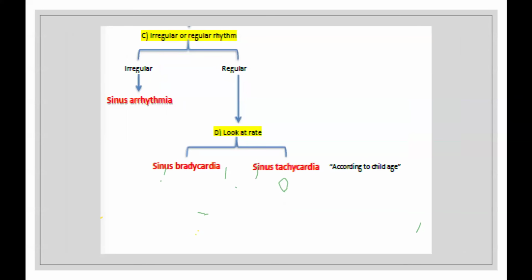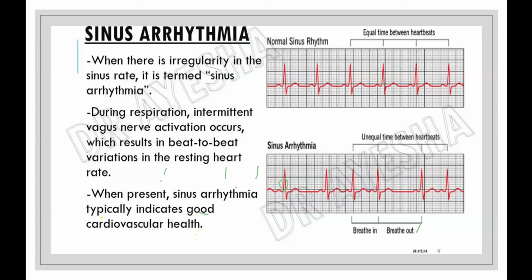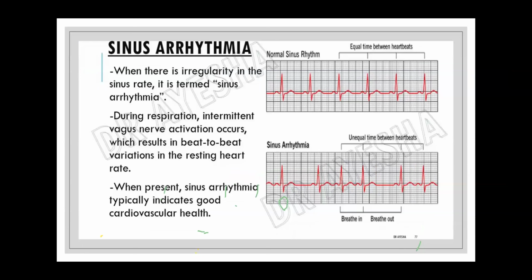Okay, so now we look at what is sinus arrhythmia. In this ECG, you can see the distance between these two R waves and the distance between these two. Is it normal? No, it's clear cut that the distance is decreased over here and the distance is increased between these two R waves. That means you are dealing with arrhythmia.